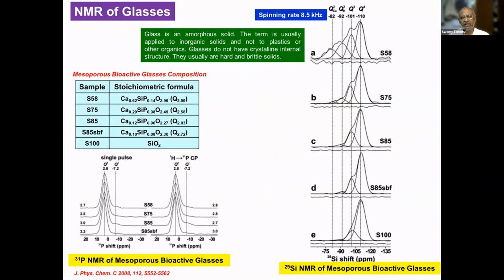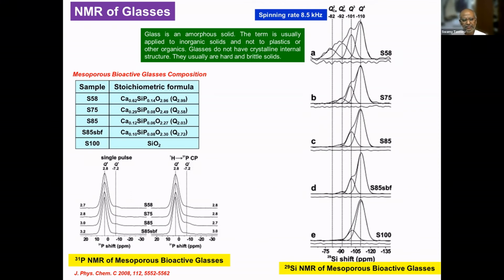Another important recent contribution of high-resolution solid-state NMR is in the field of glasses. Glass is an amorphous solid. The term is usually applied to inorganic solids, not to plastics or other organics, and they do not have a crystalline internal structure. They are usually hard and brittle solids.